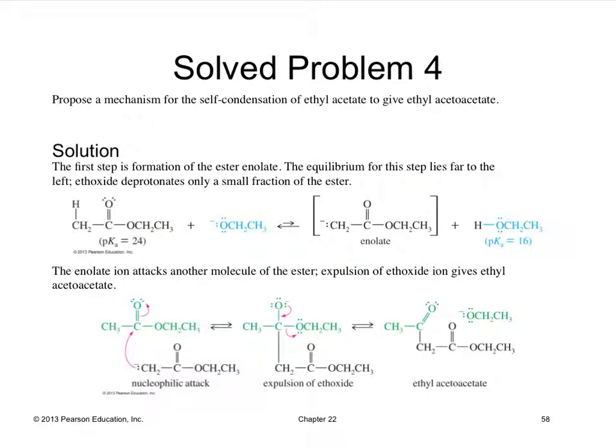So here's another problem. Propose a mechanism for the self-condensation of ethyl acetate to give ethyl acetoacetate. So here's ethyl acetate. It's going to deprotonate the alpha carbon, generating your enolate. Once it generates your enolate, it'll then nucleophilically attack the electrophilic carbon center. Electrons will go to the oxygen. Oxygen electrons come back down, kick off the ethoxide, and generate the ethyl acetoacetate.